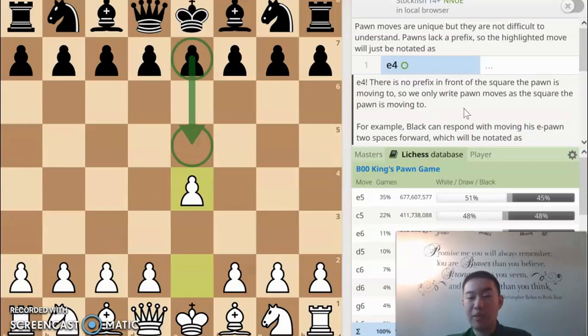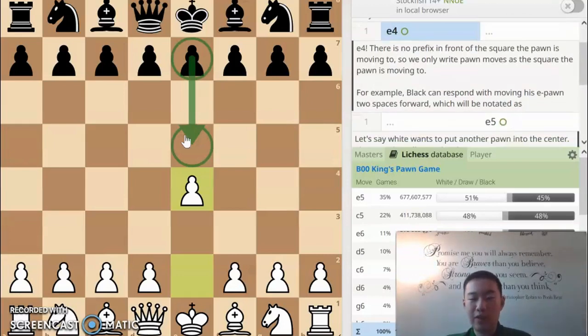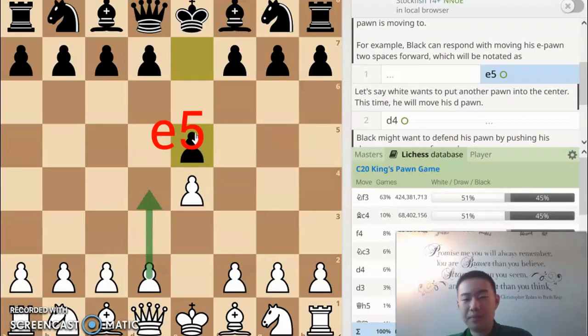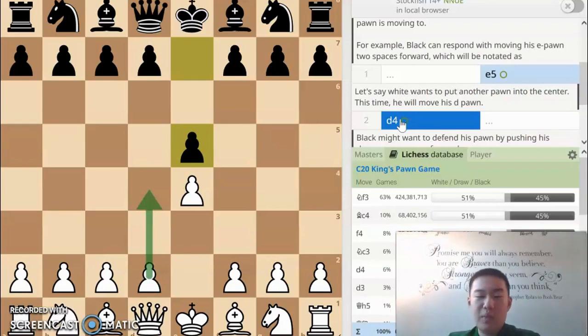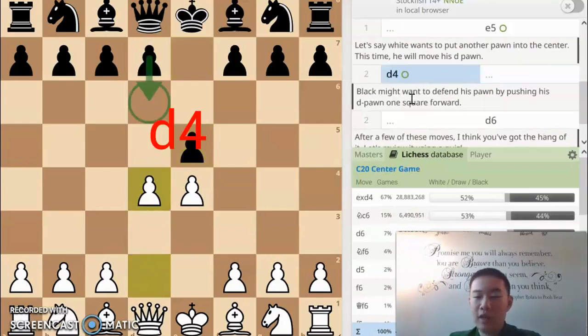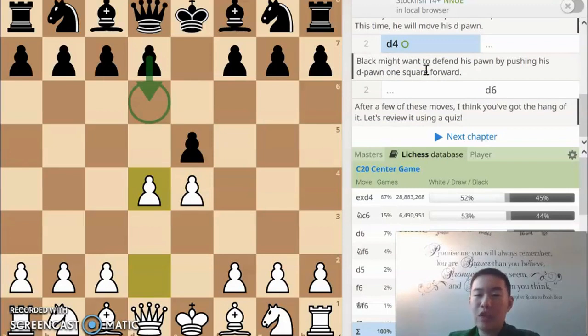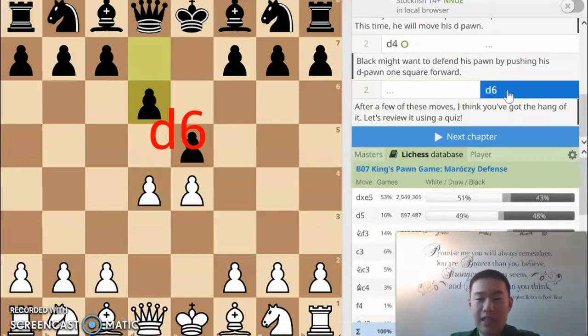For example, black can respond to this move by moving his e-pawn 2 spaces forward to e5, which will be notated as just e5. Let's say white wants to put another pawn into the center. This time he'll move his d-pawn to d4, so this move will just be notated as d4. And black might want to defend his pawn by pushing his d-pawn 1 square forward to d6, and this will be notated as just d6.